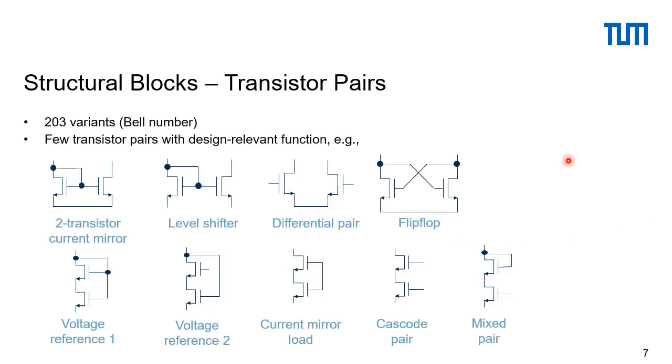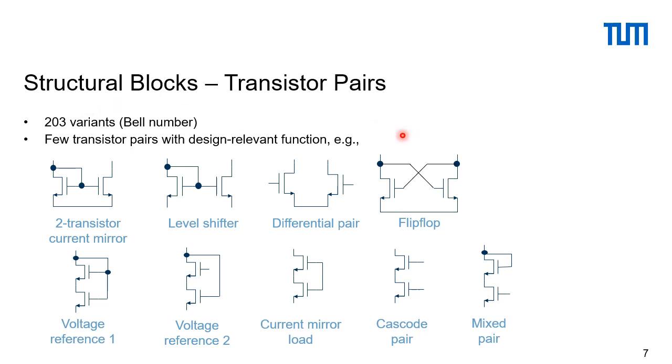Good, we have more than just a current mirror. So how many transistor pairs could we build? A transistor has 3 pins, and combining two transistors by joining at least 1 pin, or 2 pins, or 3 pins combinatorially, which is the Bell number, gives us 203 different variants of transistor pairs we can have.